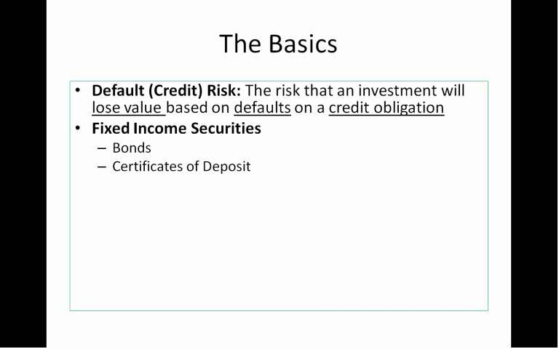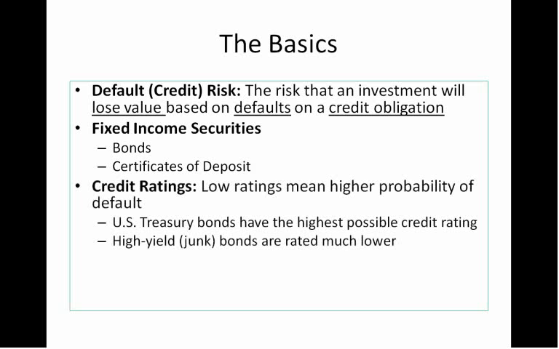Default risk is largely driven by credit ratings, and these credit ratings are set by rating agencies, organizations like Moody's, Fitch, and Standard & Poor's. A low rating means a higher probability of default. I'll actually try to do a whole separate video on credit ratings at some point in the future, but that's the most important thing to remember right now.